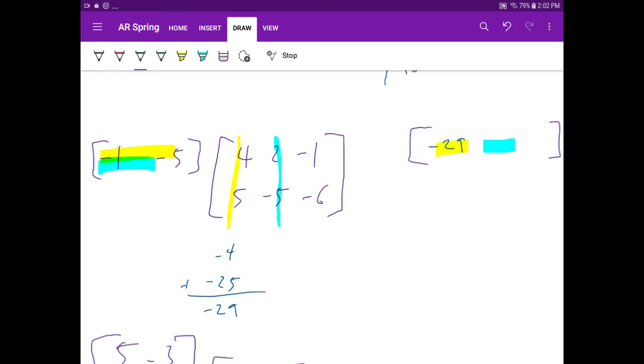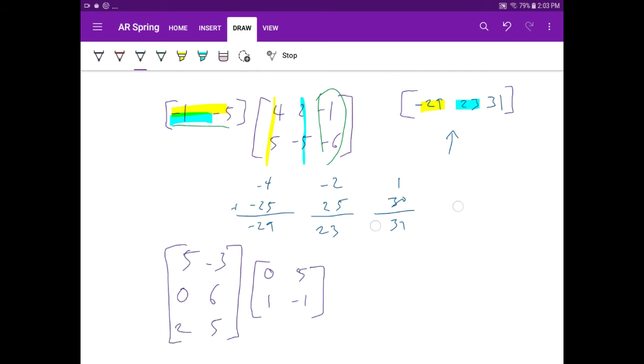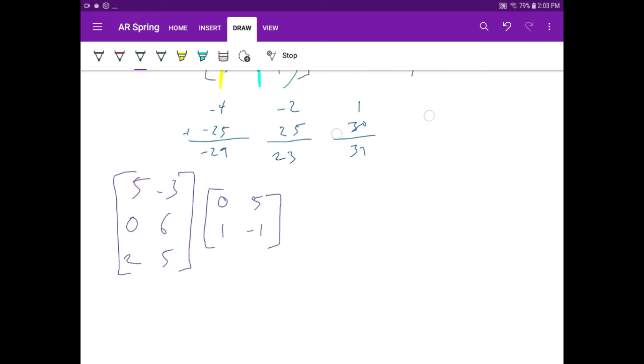So -1 times 2 is -2, and the -5 times -5 is +25, so that's going to be 23. 23 goes here. And then you do this again times this, so it's going to be -1 times -1 is +1. -5 times -6 is +30. So this one is 31. 31 goes here. This is your answer right there. So you do row times column.